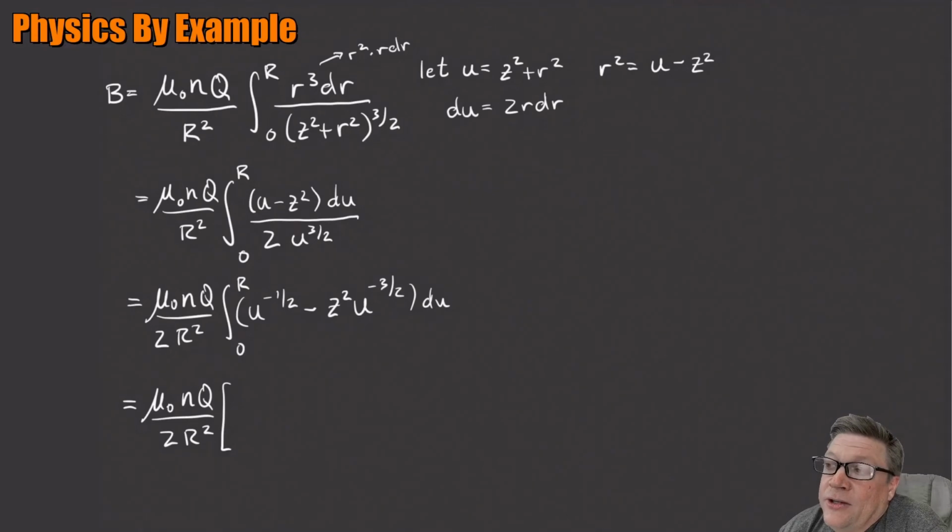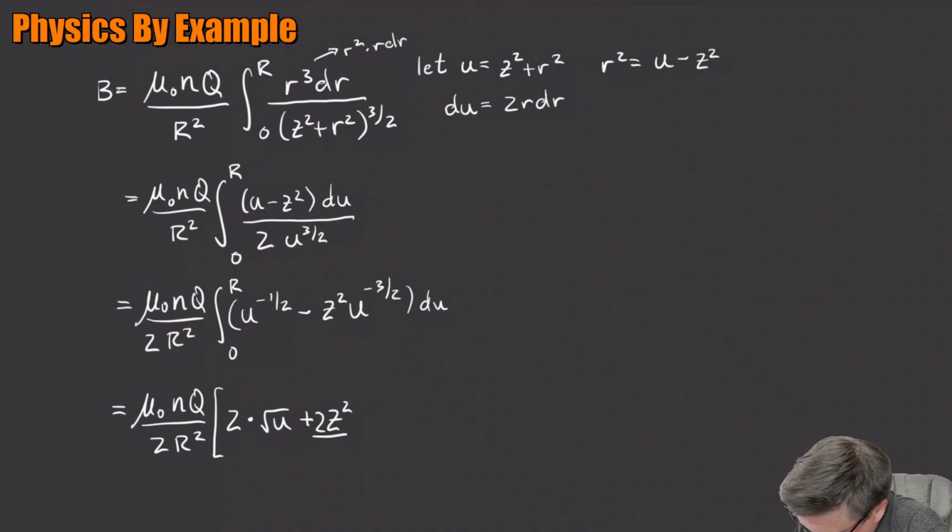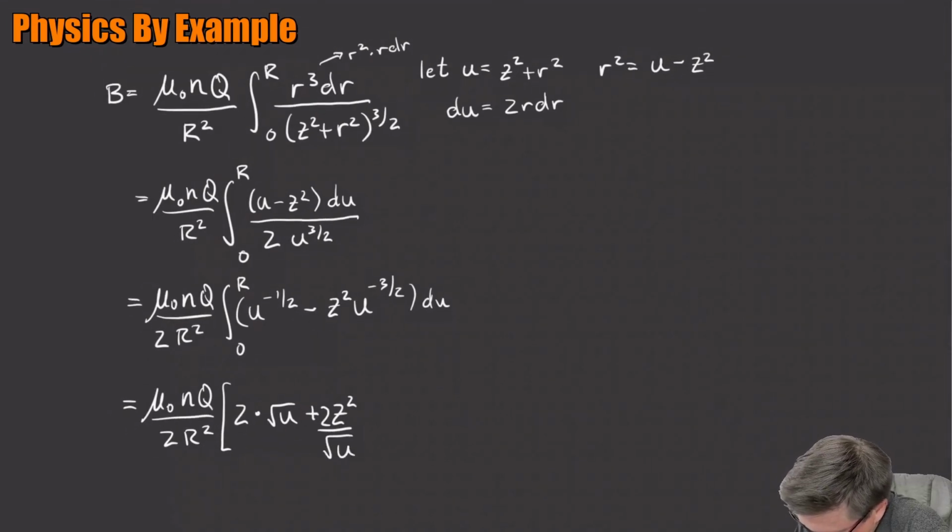The integral of that is u to the 1/2 over 1/2. So it's 2 times square root of u. Neat. And then I'm going to have a minus z squared. What's the integral of u to the minus 3/2? Well, it's u to the minus 1/2 over minus 1/2, right? So that's going to change that to be a plus, and there's my extra 2, and then I'm going to have over square root of u. And then finally, when I put this stuff back in, I'm going to have my 0 to r.